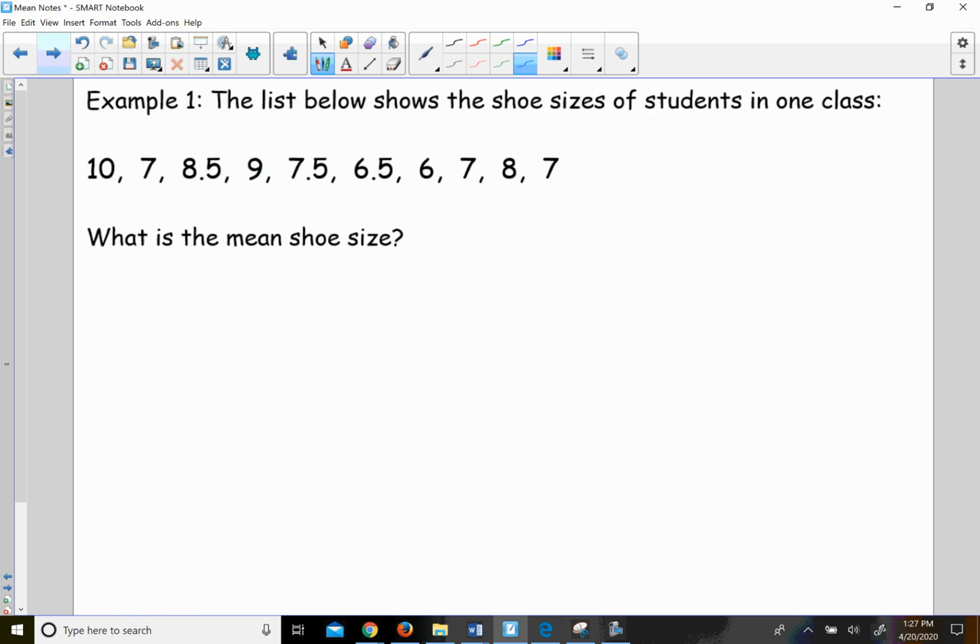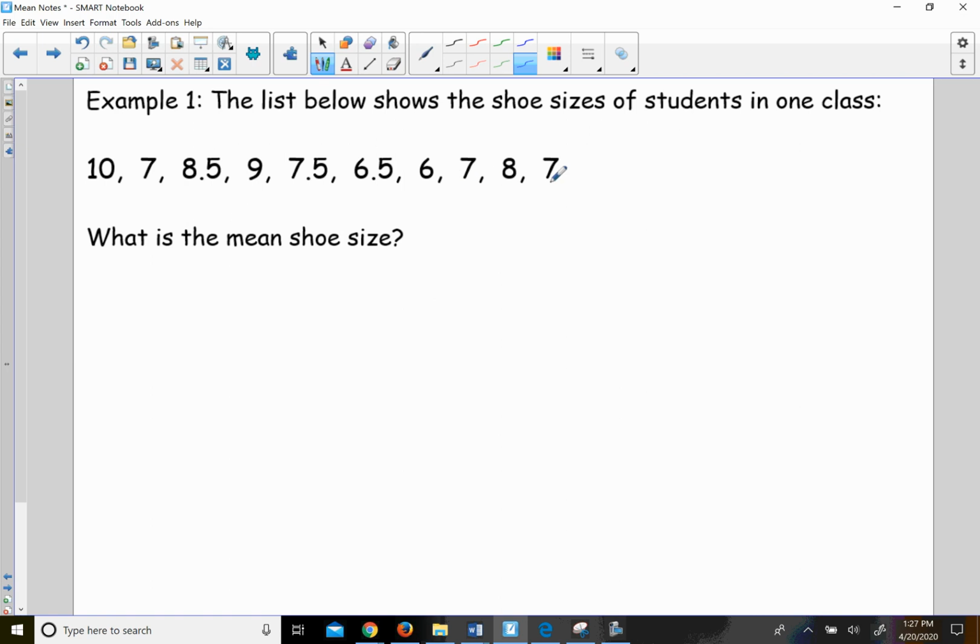In your note sheet, if you're able to print, you can follow along with me and fill in these notes. They're there to help you along the way as we answer questions. Example 1 says, the list below shows the shoe sizes of students in one class. The sizes are 10, 7, 8 1/2, 9, 7 1/2, 6 1/2, 6, 7, 8 and 7. So those are the different shoe sizes.